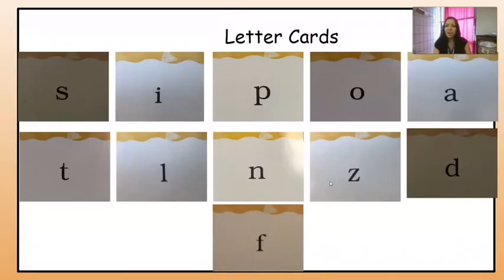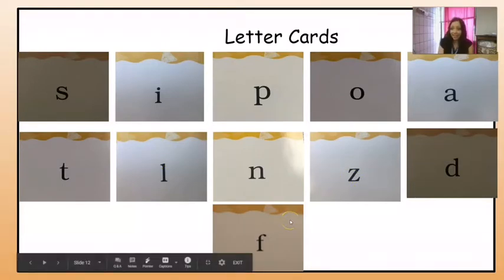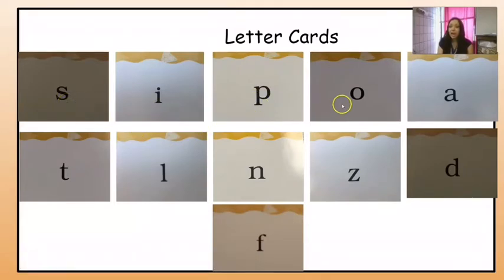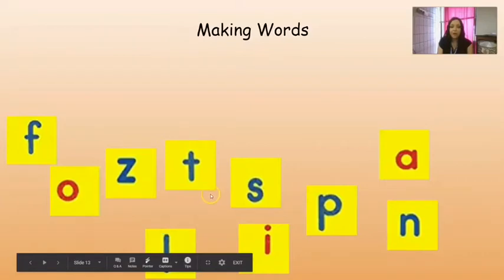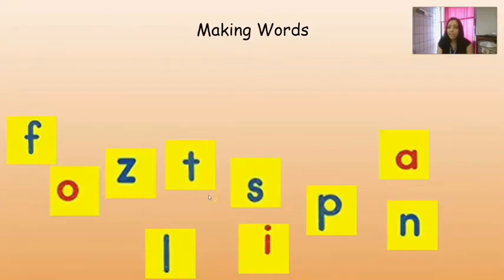All right, so here are our letter cards now. So quickly, we're just going to go through and name the letters. Ready? We have S, I, P, O, A, T, L, N, Z, D, and F. Very good. One more time. S, I, P, O, A, T, L, N, Z, D, and F. All right, so real quick, we're going to pause so we can play a making words game.